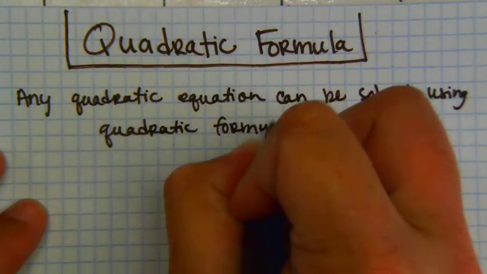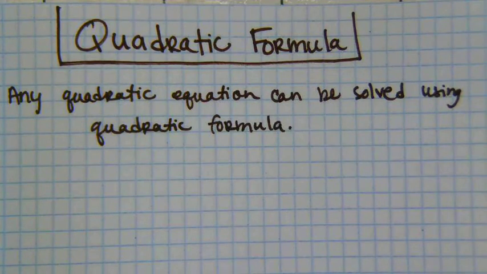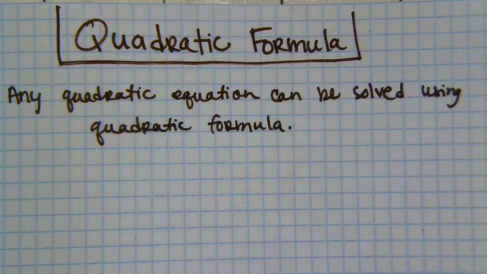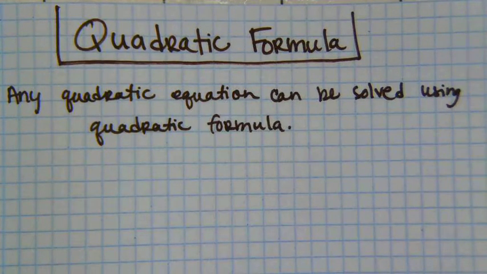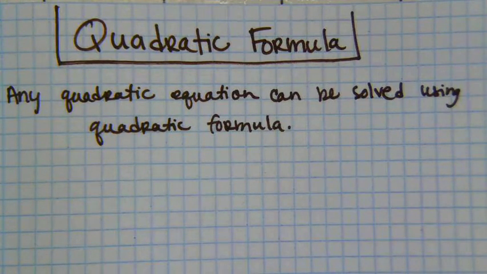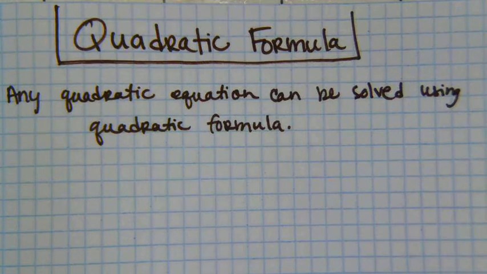The special thing about quadratic formula is any quadratic equation can be solved using it. So if you get one that can't be factored, you can use quadratic formula. That's the main thing. You can always use quadratic formula. Now you can always complete the square as well though. So that's why completing the square might be a little bit better, just because quadratic formula takes a little bit longer. Okay?